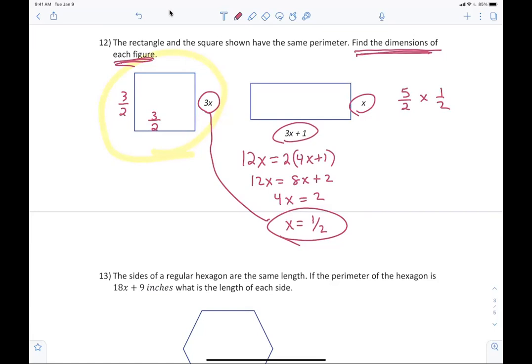12x equals 8x plus 2 to 4x equals. Are you having trouble with 12 minus 8? And then 2 divided by 4, right? I still don't get the dimensions. So here's what I want you to tell me. What does x equal? I'm looking for the dimensions of the square. Dimensions, like, the length and the width. That's all dimensions mean. I'm sorry, I didn't know you didn't know that. When somebody says the dimensions, they just want what's the length, what's the width. All right, everybody good with that?